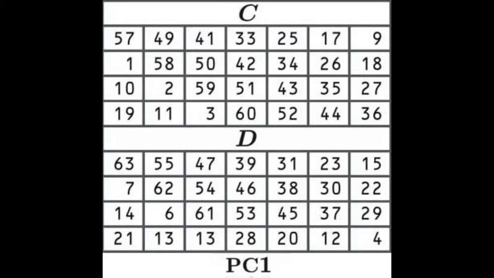The second cell says 49, which means that the second digit of our new key will be the number that is in the 49th position of our old block. The third cell says 41, so we look for the digit at the 41st position.